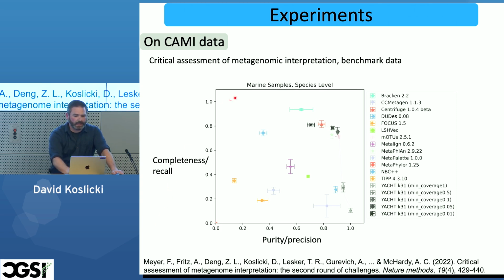A sample that most tools do relatively well on, this marine sample here, looks at a bunch of other tools, and again, the YACHT results are highlighted here in this grayscale. So by changing this minimum coverage, you get a tunable parameter for false positives and false negatives. Interesting future work could be, what's the top rightmost setting that you could use?